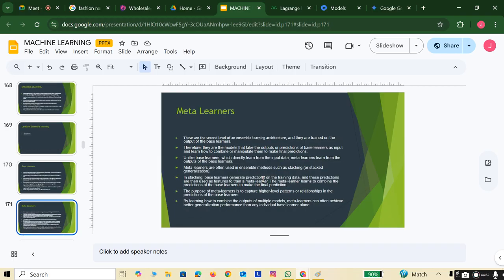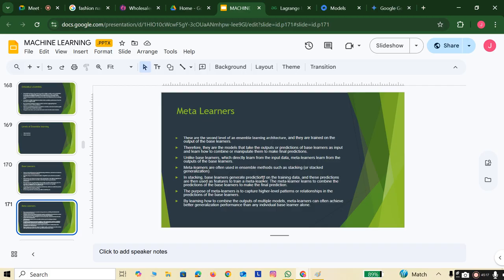Meta learners are the second level of an ensemble learning architecture, and they're trained on the output of the base learners. Based on the accuracy score of the base learner, you can now implement a new model, and this is called a meta learner. Therefore, they are the models that take the outputs or predictions of base learners as input.